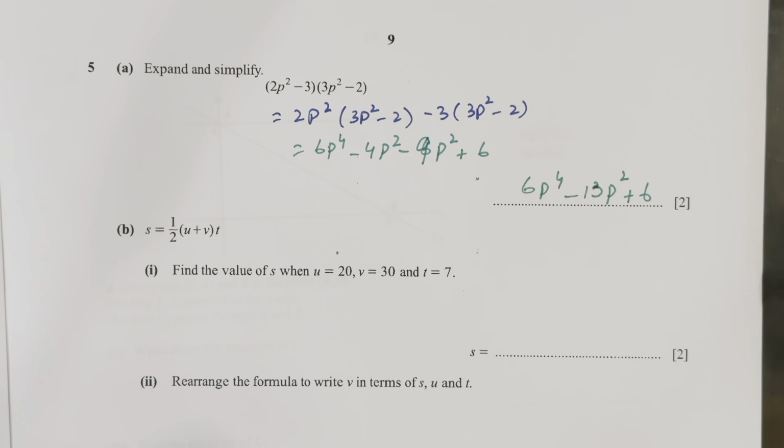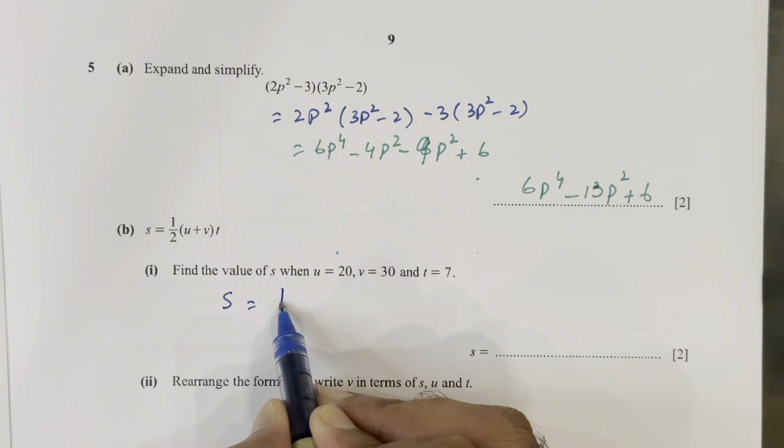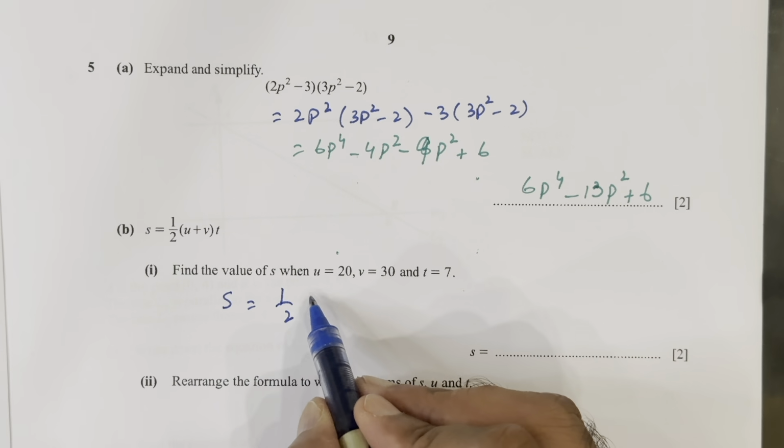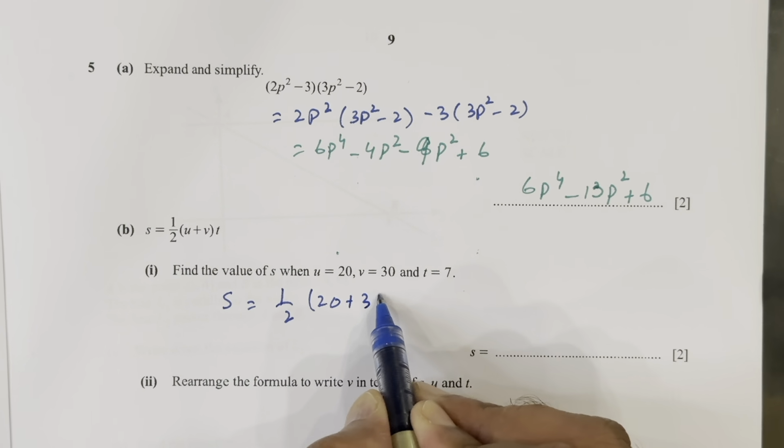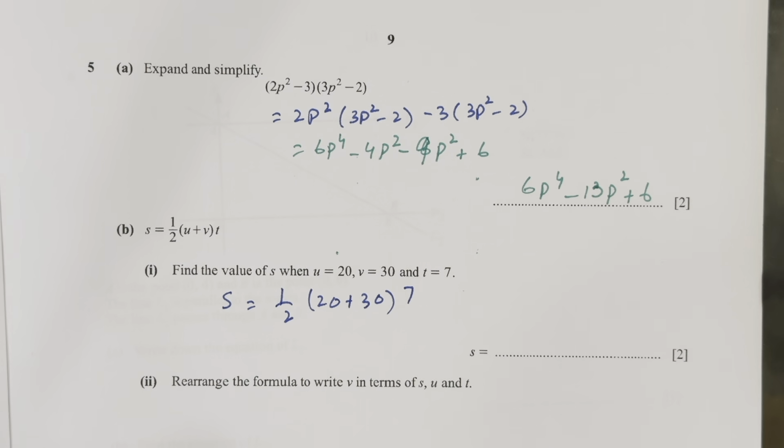Moving to the other part, the B part. S is equal to 1/2 (u plus v) t. Find the value of s when u is equal to 20, v is equal to 30 and t is equal to 7. We just need to substitute those values. S is equal to 1/2 times (20 plus 30) multiplied by 7. We know that 20 plus 30 is 50, 50 divided by 2 is 25, and 25 multiplied by 7 is 175.